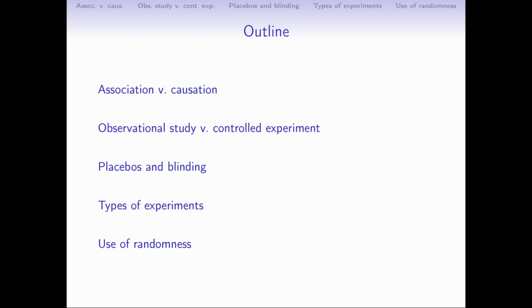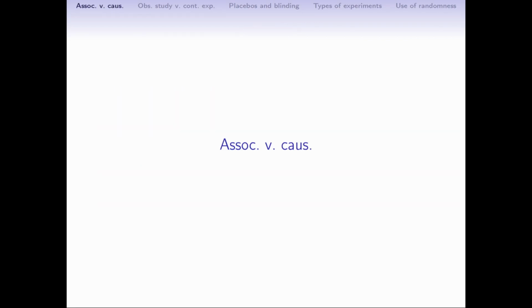Number one is association versus causation. How are these related to each other? How are they different from each other? Observational studies versus controlled experiments. It's very important that we understand the difference between these types of studies. Placebos and blinding, types of experiments, and finally, and very importantly, the 2 different ways in which randomness gets used in this context, okay? So let's begin with understanding the difference between association and causation.